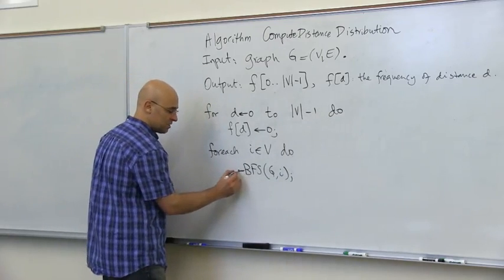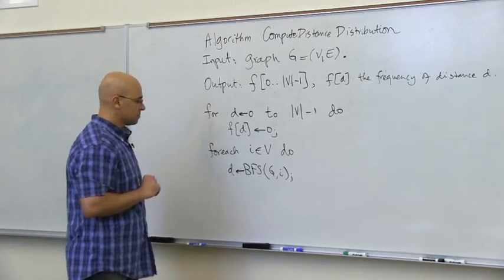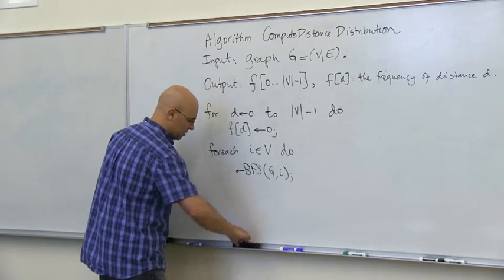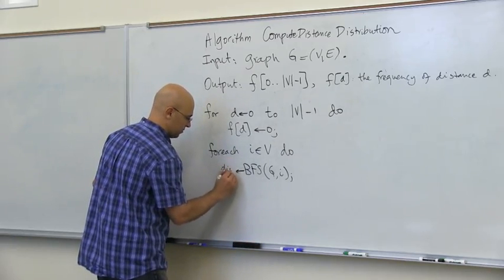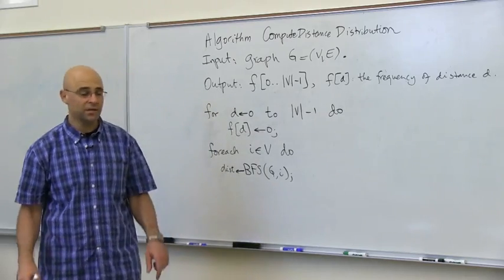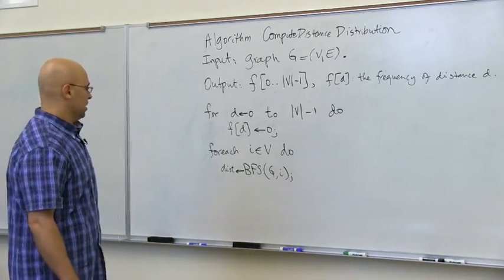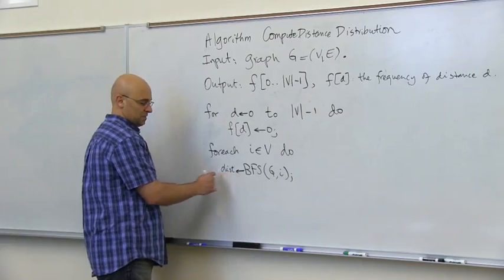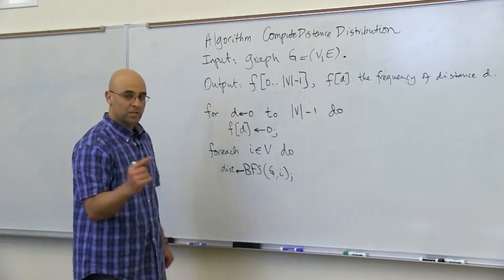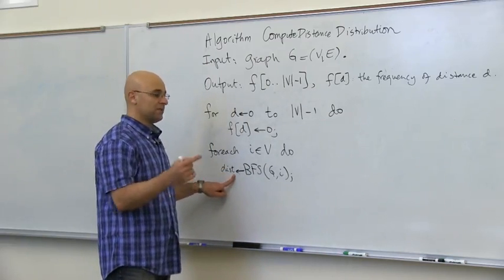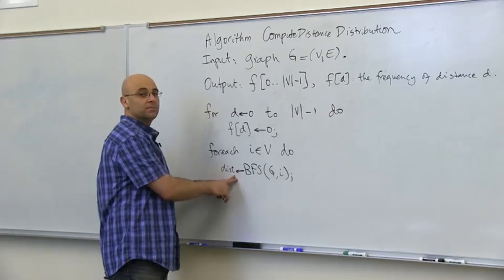It returns something that I'm going to store in dist, for example. So I'm going to store it in some sort of list or array that's called dist. Now, what are the values in dist? Remember that dist is going to be indexed by every node in the graph. So dist sub j is going to be the distance from node I to node j, right?